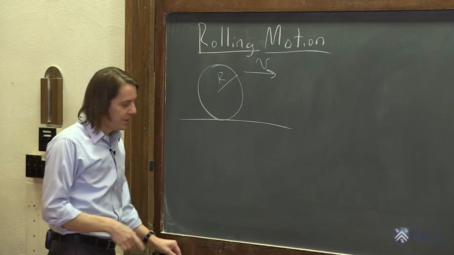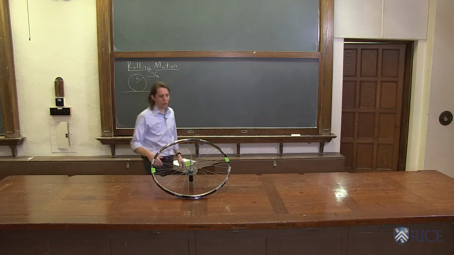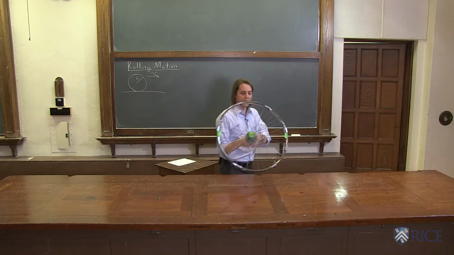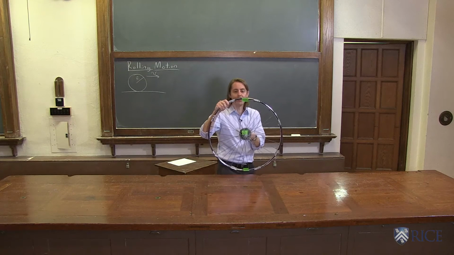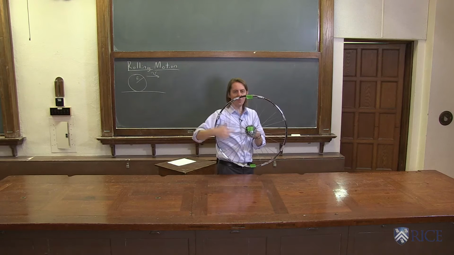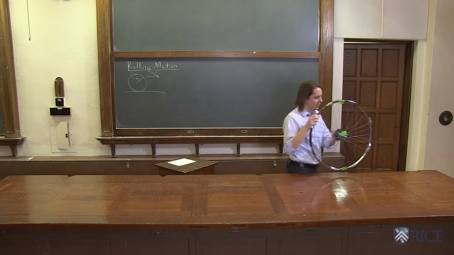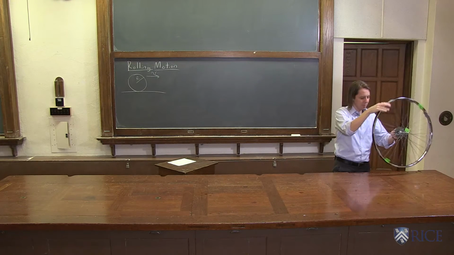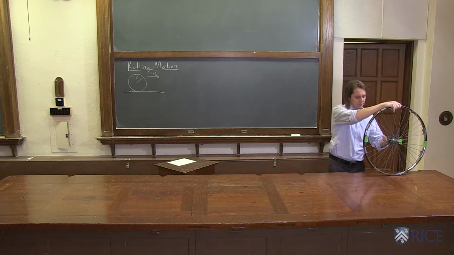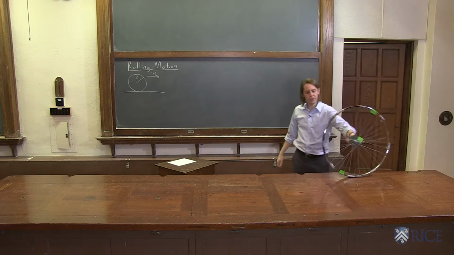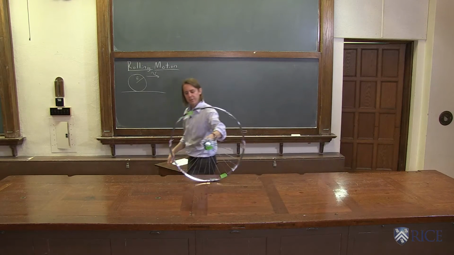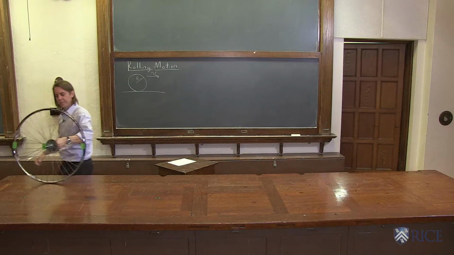Well, it turns out it's a very complicated motion. Rolling motion is not simple at all. So here is a wheel, and I'm just going to roll the wheel, and we're going to keep up with the position of a few spots on the wheel. So I'll start it about here, and I'm just going to roll it along the bench. Here we go, and it goes, and it goes.